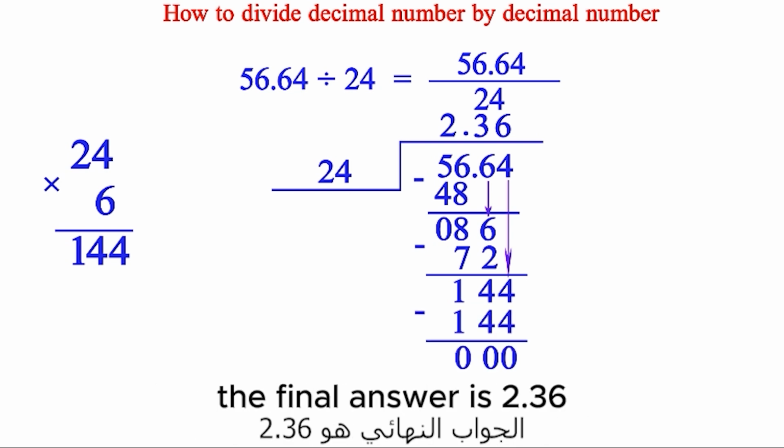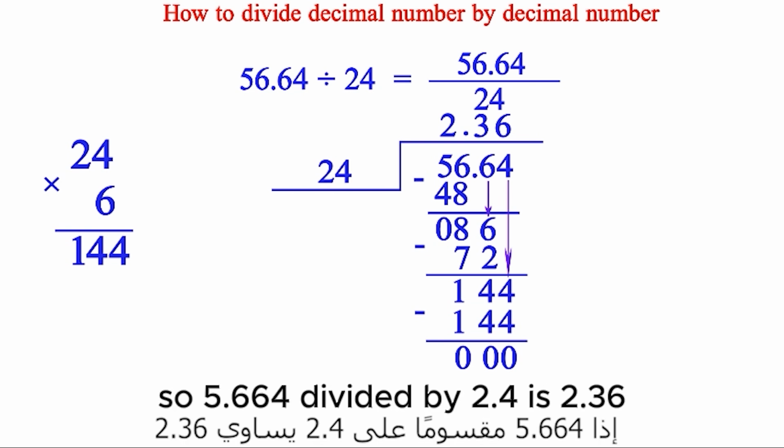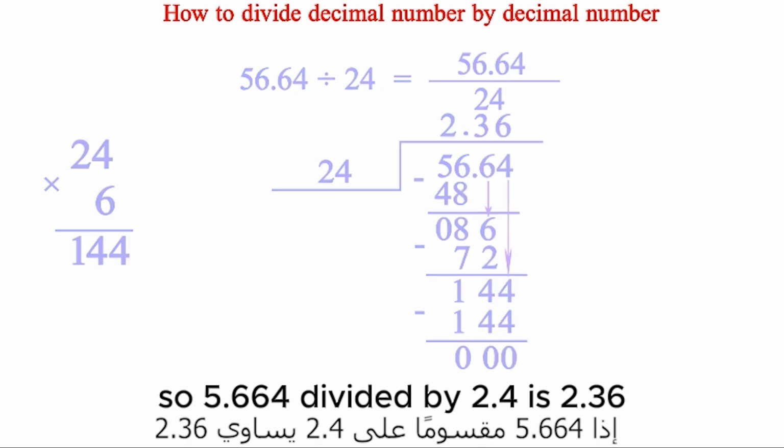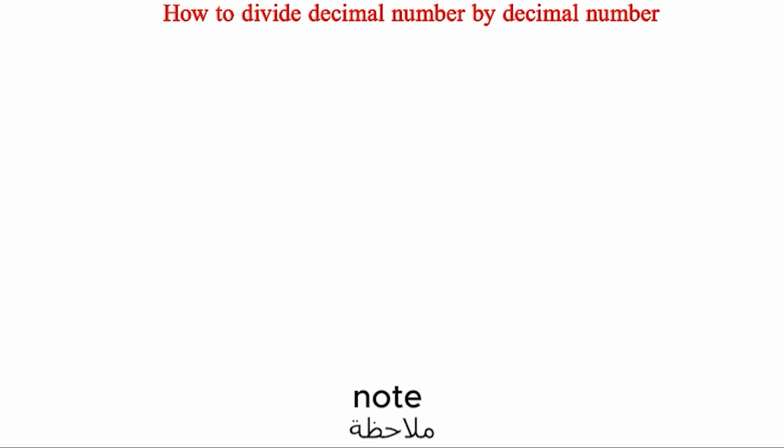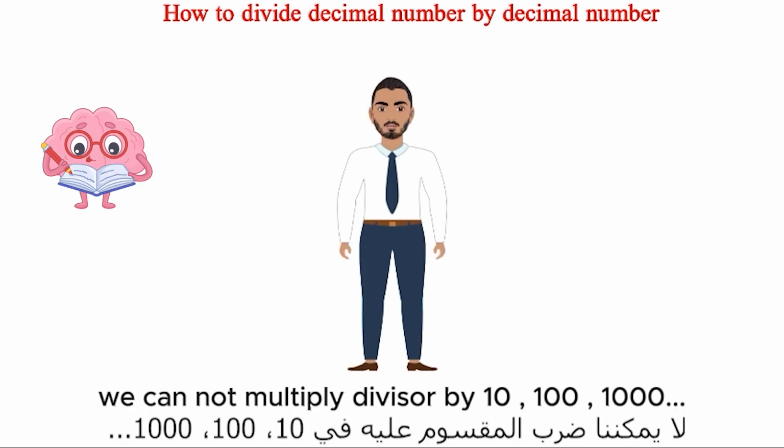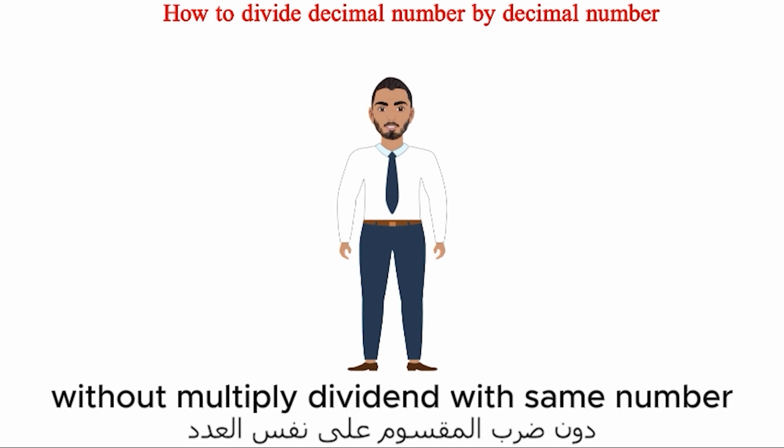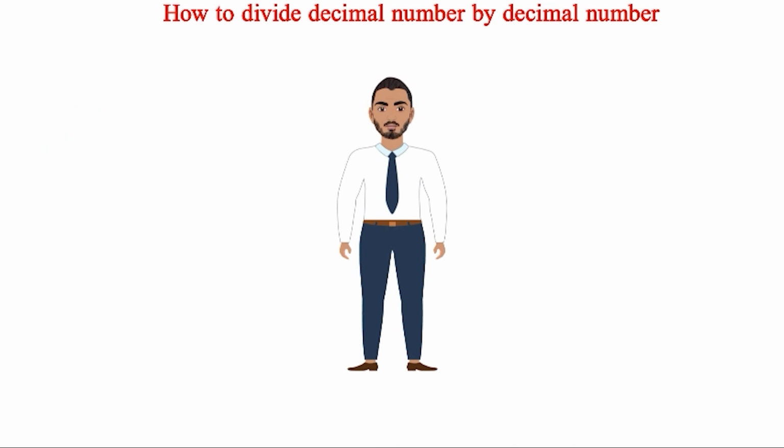The final answer is 2.36. So 5.664 divided by 2.4 is 2.36. Note, we cannot multiply the divisor by 10, 100, 1000, etc. without multiplying the dividend by the same number.